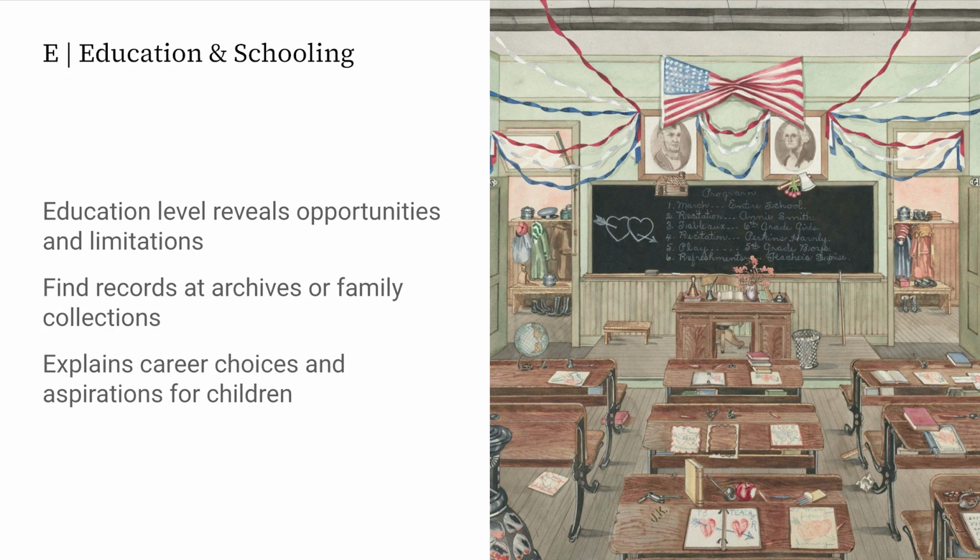E is for education and schooling. Education levels reveal both the opportunities and limitations of your ancestors' era. A third-grade education in 1890 tells a completely different story than a college degree. Find school records, report cards, and yearbooks at archives or in family collections. This context explains career choices, social mobility, and the aspirations they held for their children. Education often represented sacrifice, families doing without so one child could attend school, making it a powerful testament to values.